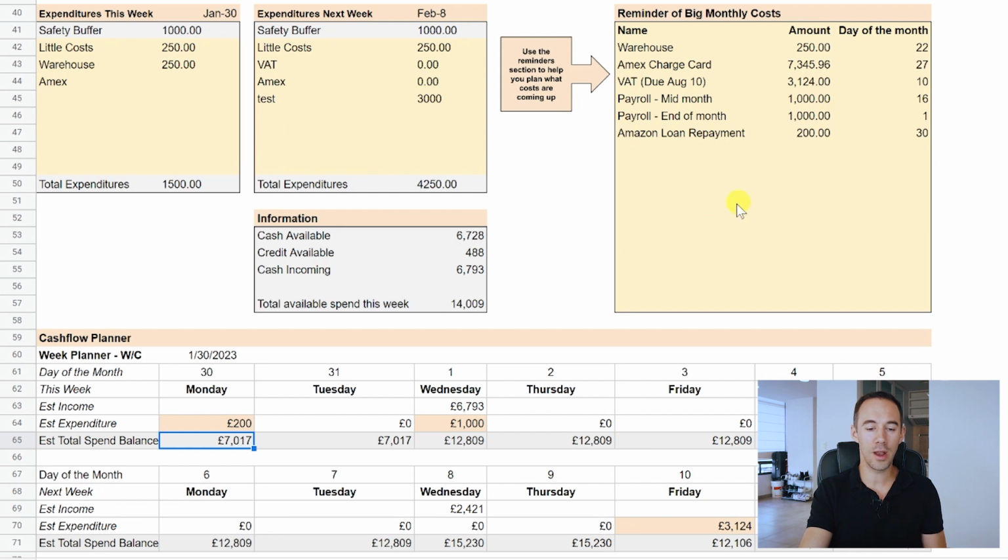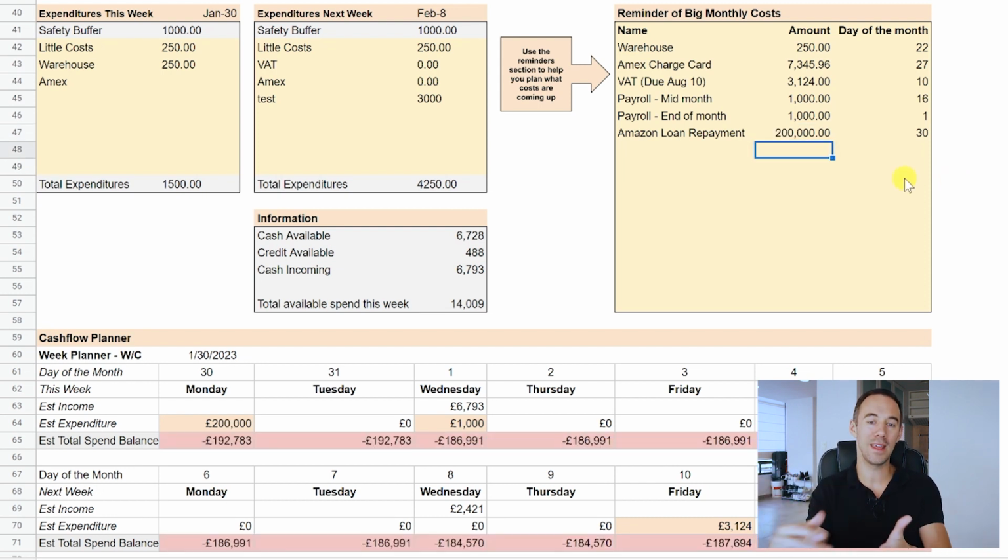Now, let's say, for example, I've got an Amazon loan repayment, and that's happening on the 30th. What happens if my Amazon loan repayment is not 200? Maybe it's like, I don't know, 200,000. Well, if I put that in, it's now going to go red, and you're going to see, whoa, there's a big problem here. I'm now going to go into red with my cash flow. That's something we want to avoid, and that's just going to help you understand there could be a problem on this day. I need to be a bit more careful with my cash. Maybe I need to look into it in more detail.